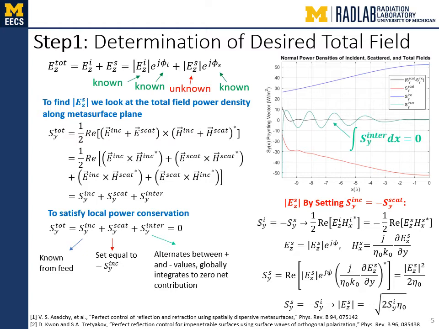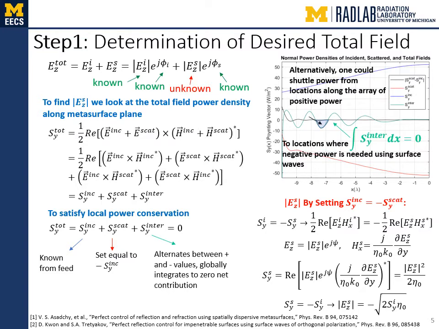The presence of the power density associated with the interference terms leads to the necessity for lossy or active elements at the locations where either positive or negative power is required. Alternatively, one can shuttle power from locations along the array of positive power to locations where negative power is needed using surface waves. These designs are therefore called non-local power conservation designs.